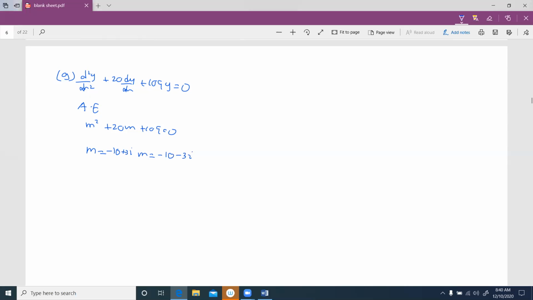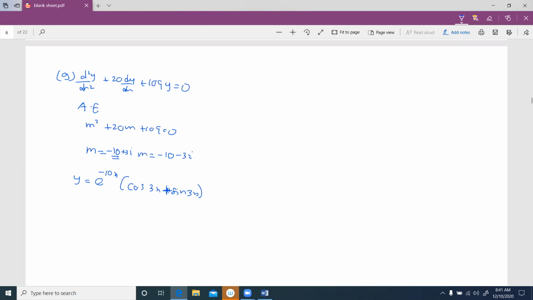So the real part is minus 10, so you can write y equals e to the power minus 10x. And the complex part is 3i. Therefore, you can write cos 3x plus i sin 3x. So this is plus. That's the answer you need to write. Now I hope you understood how to do this question.